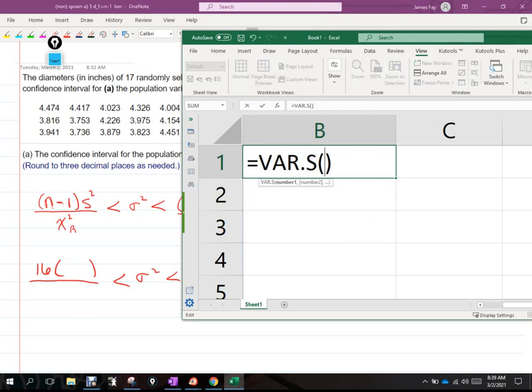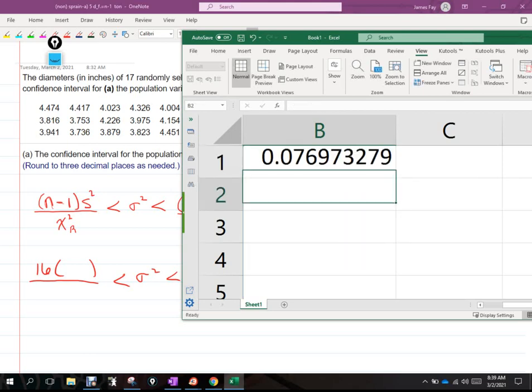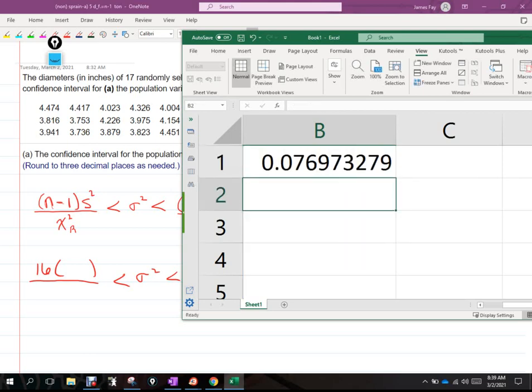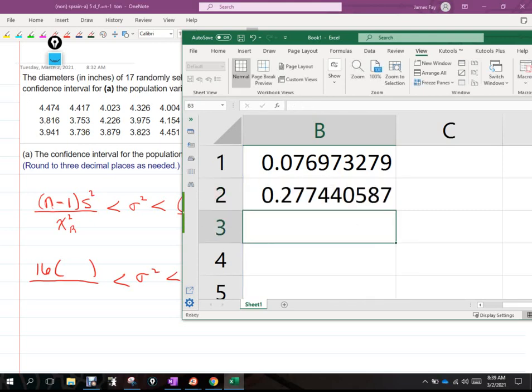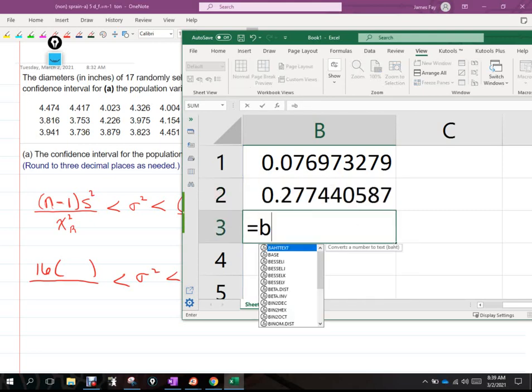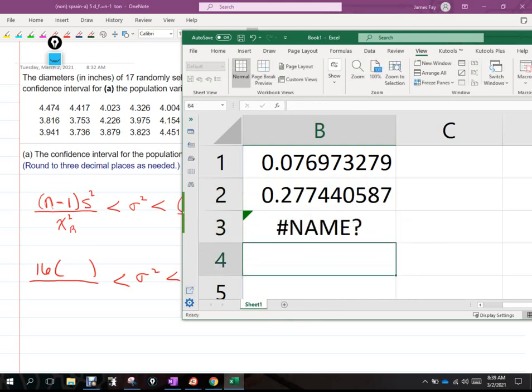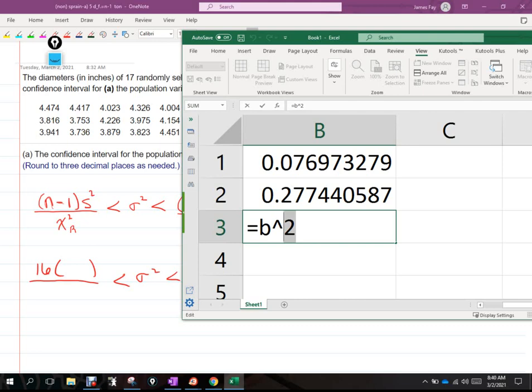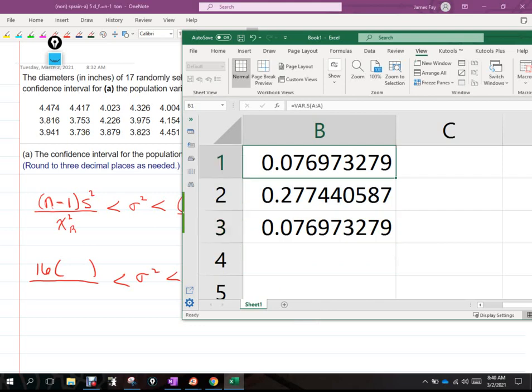Let's make sure I did it right. Estimates variance based on sample, ignores logical values and text in the sample. Okay, so there's my variance. Or you can, like I said, type stdev.s, I get that number, but if I square that number, square B2, I'm going to do it that way. Does it give me back what the variance said it was? Does that kind of make sense to everybody? Okay.